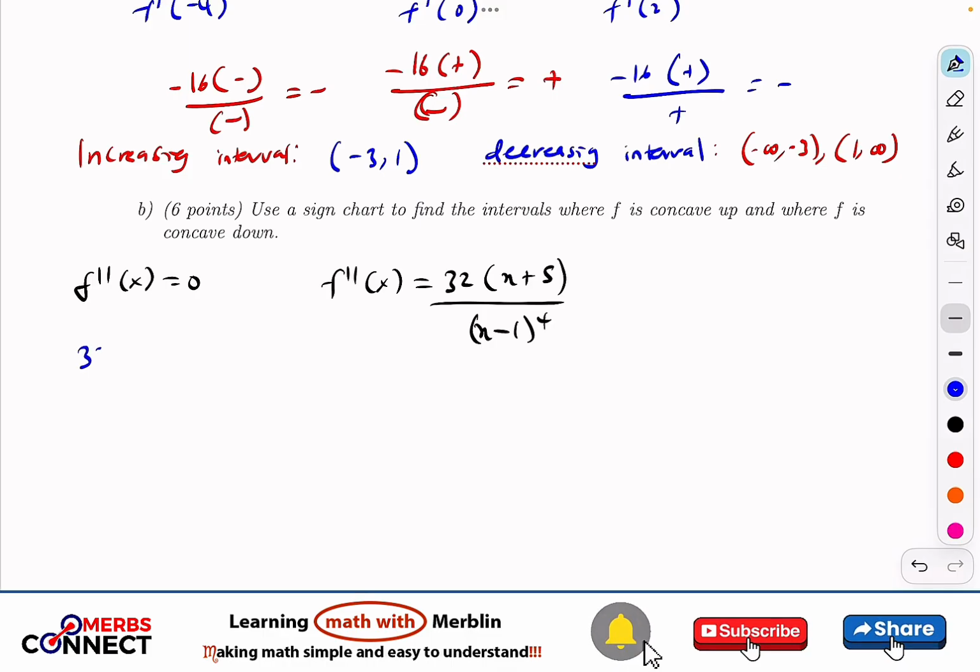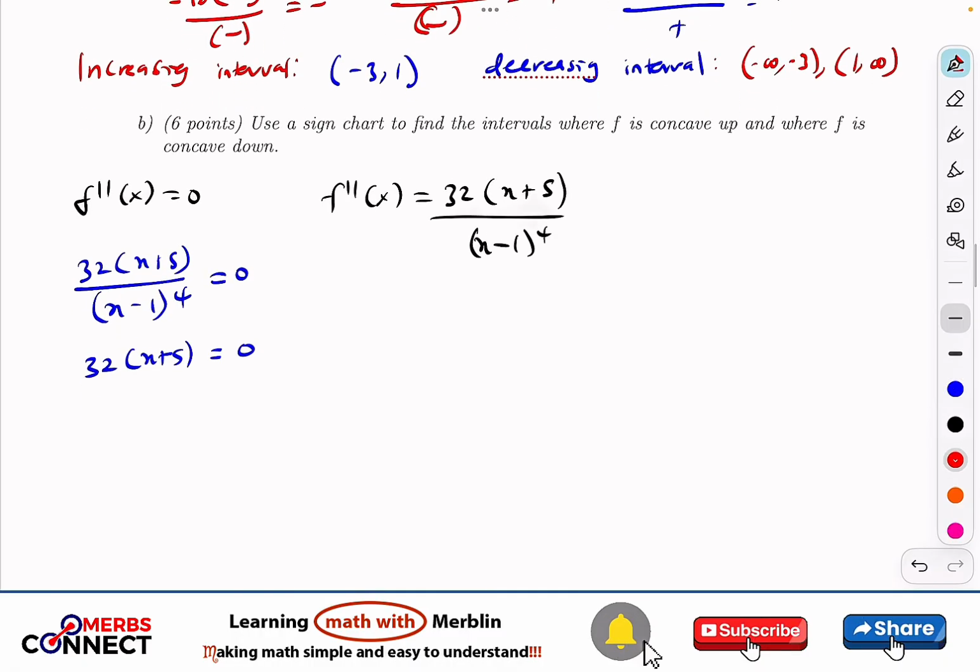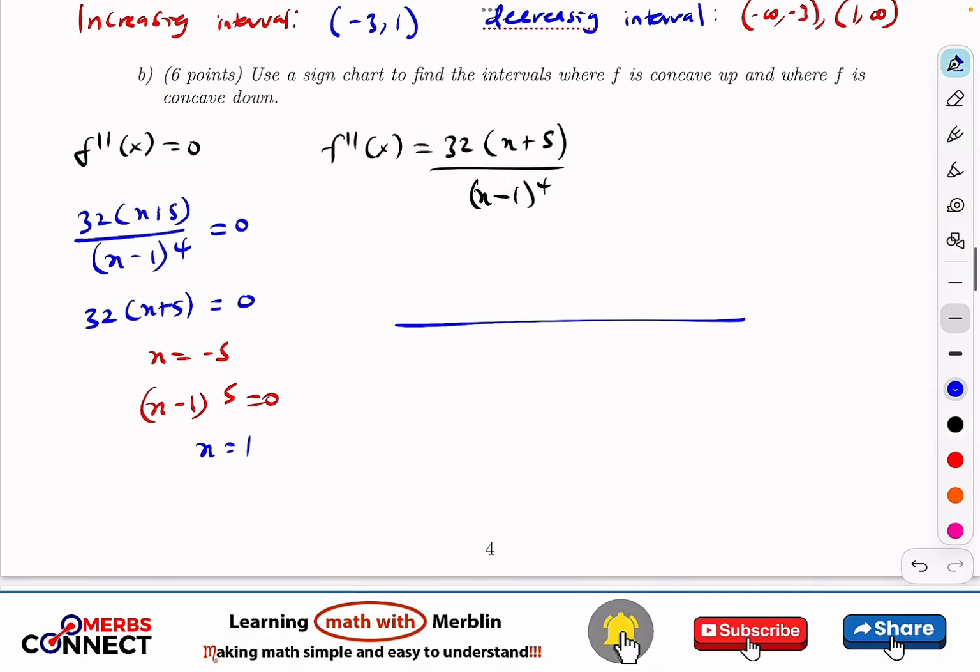So we are going to have 32x plus 5 and x minus 1. So here too, we want to look for the values that will make this one 0 and undefined. So I will just pick the 32x plus 5 and set it to 0. And I can see that when x is -5, it gets to 0. And also x minus 1 to the power 5 is equal to 0. And I see that when x is equal to 1, this one gets to 0. So now we can have -5 and 1 on the sign chart.